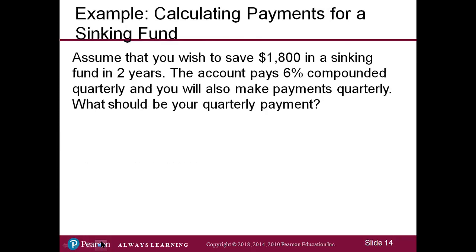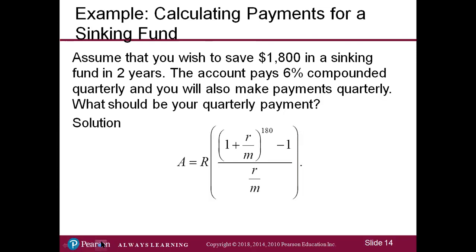Assume that you wish to save $1,800 in a sinking fund in 2 years. The account pays 6% compounded quarterly, and you will also make payments quarterly. What should be your quarterly payment? Solution. There's a typo here. That 180 should just be n. And then we're looking at the ordinary annuity future amount formula.